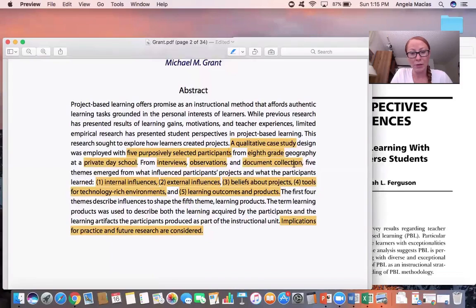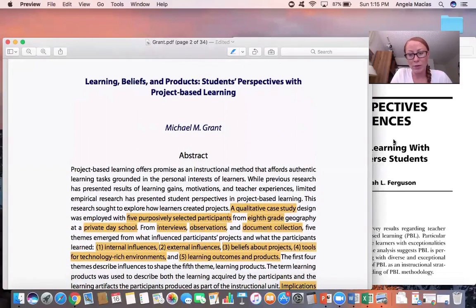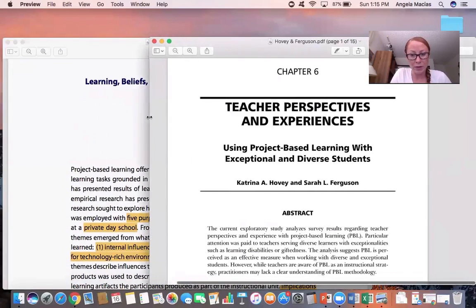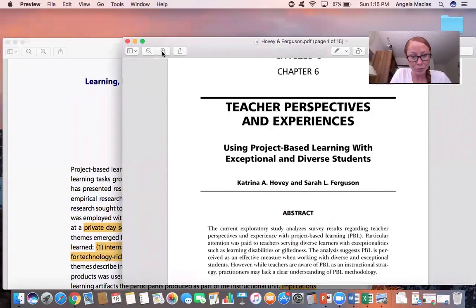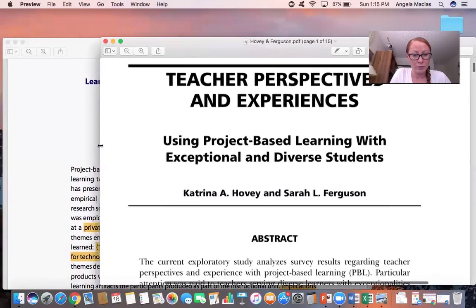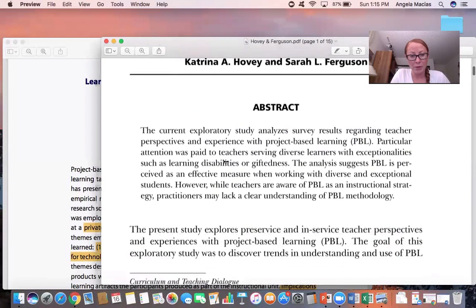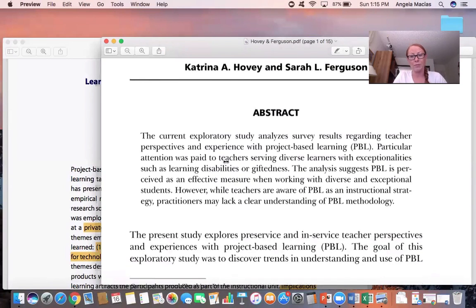Let's take a look now. Since we've done this for one article, let's do the same thing for this one. Let's take a look and see if we can figure this one out. So here's the abstract, a little shorter, and we'll talk about that in a second. You can kind of see that there's a trend here with the longer and shorter articles and abstracts.